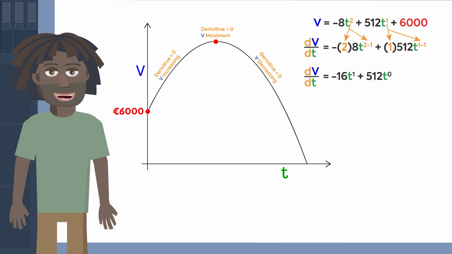Now we can tidy up our derivative. T to the power of 1 is of course just t, and t to the power of 0 is 1, as any number to the power of 0 is 1.